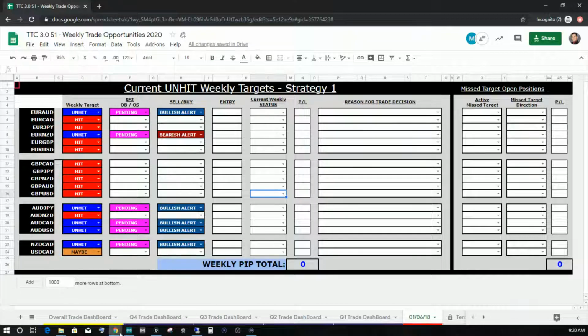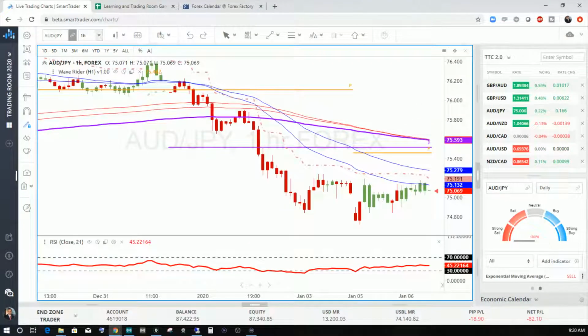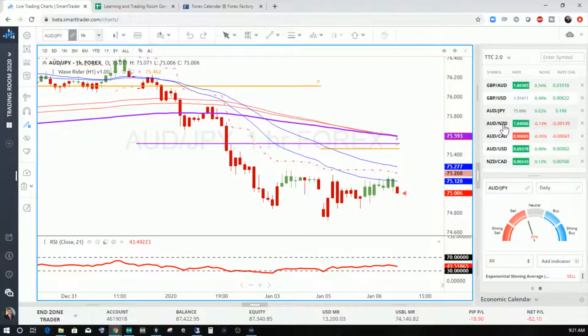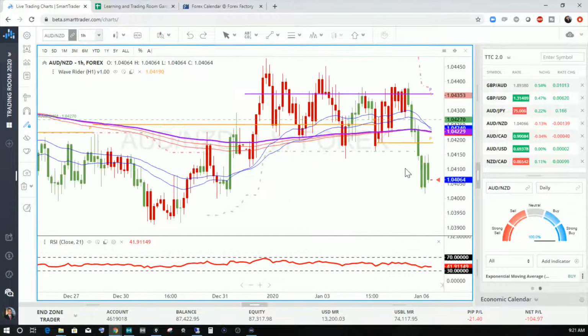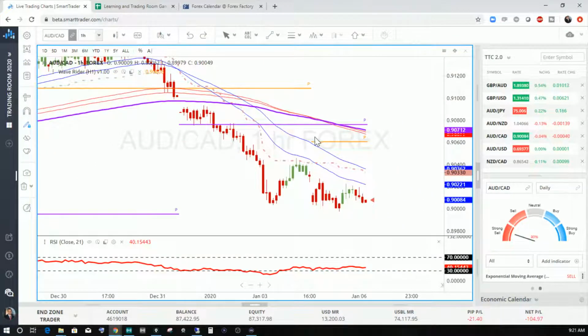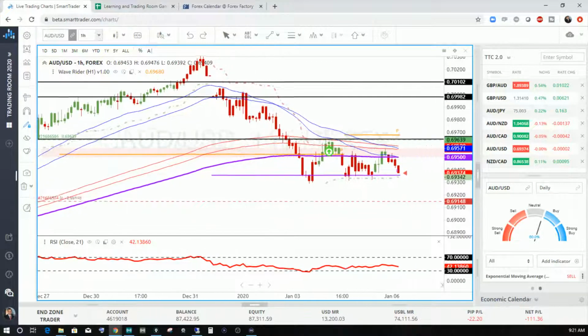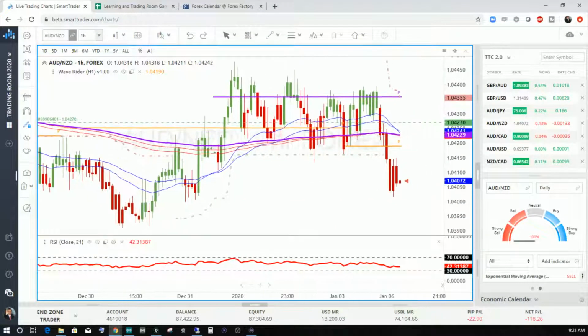Let's go to JPY crosses. We have an unhit target right here. Fantastic. That's Aussie JPY. So we're expecting price to move back up north a little bit. Let's go to Aussie New Zealand dollar. That's a hit target. Aussie CAD, unhit target right here. We're still looking, price can move up to that level. And then Aussie US dollar, also an unhit target right here. So it looks like the only one that we've hit so far this week is the Aussie New Zealand dollar. The rest are open for business.